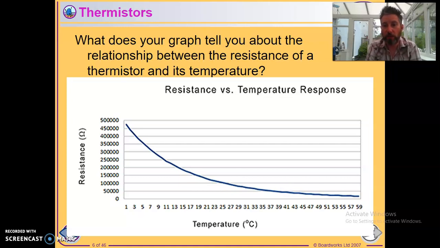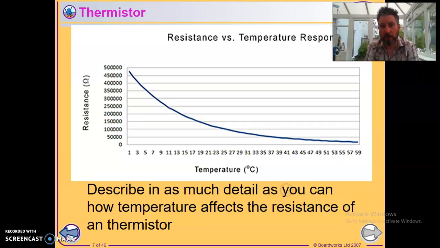So what does this graph tell us? That's the question I'm asking you. Describe in as much detail as you can how temperature affects the resistance of a thermistor. So pause the video, have a think, tell me what you see. Okay, answer time, right? Let's have a look.